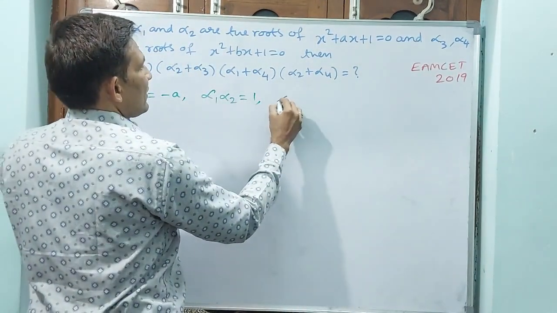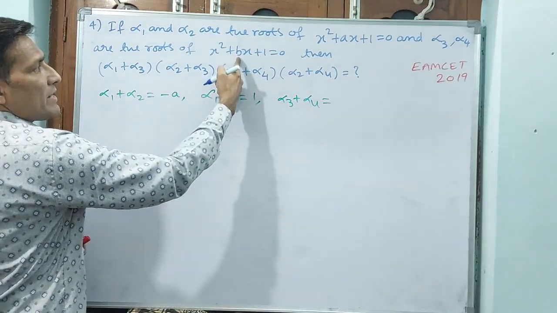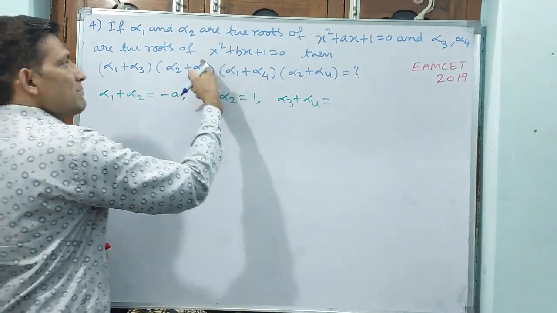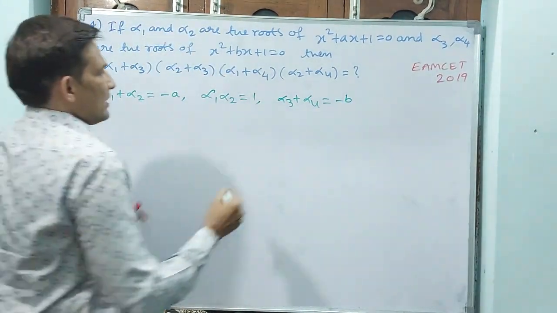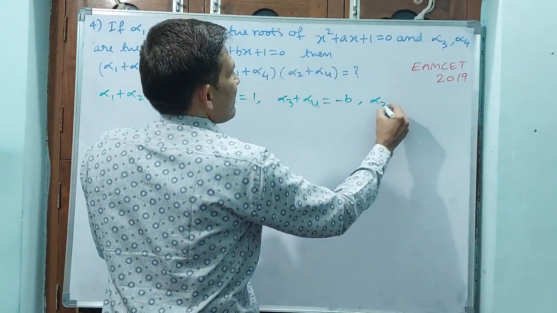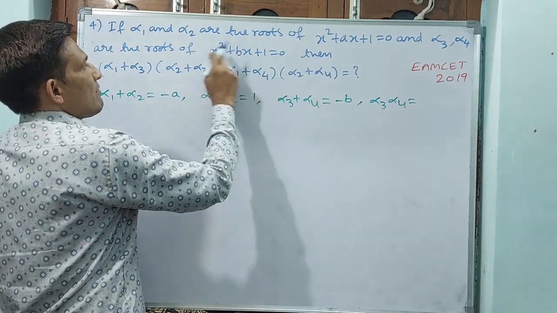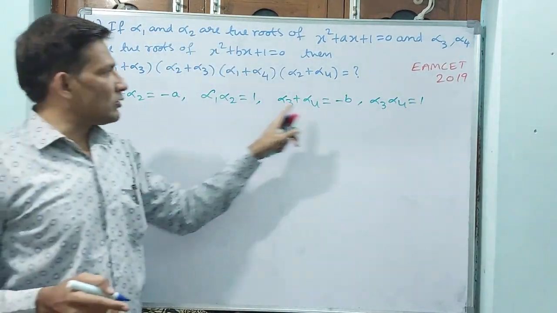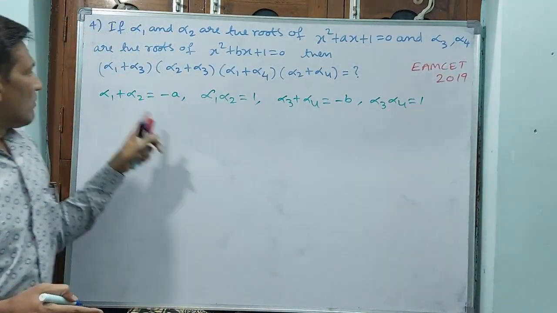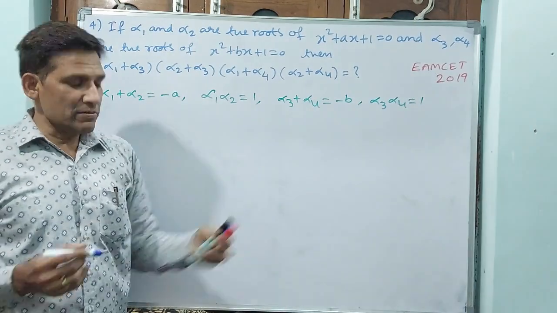That means alpha 3 plus alpha 4 is equal to minus b by a. Here b means b only, minus b by 1, or minus b. Let it be. Then alpha 3 into alpha 4 is c by a, 1 by 1, which is 1. If you observe carefully, alpha 1 into alpha 2 is also 1, and alpha 3 into alpha 4 is also 1. But alpha 1 plus alpha 2 is minus a, and alpha 3 plus alpha 4 is minus b.